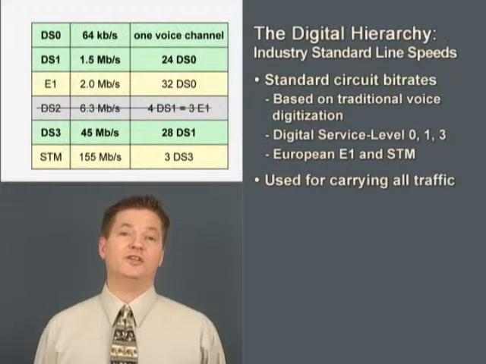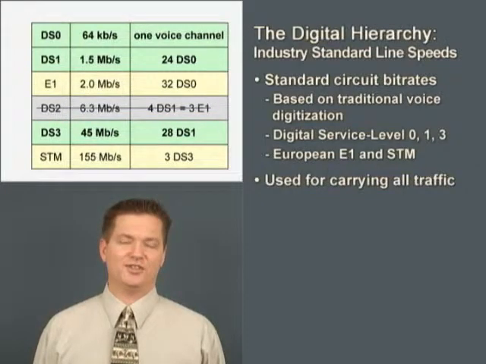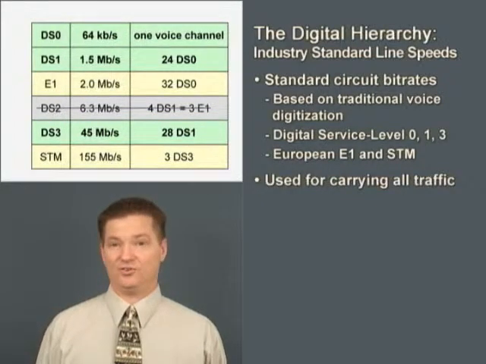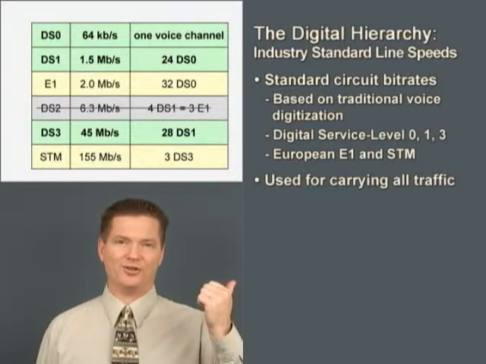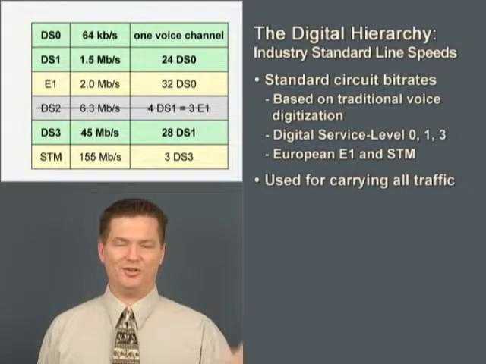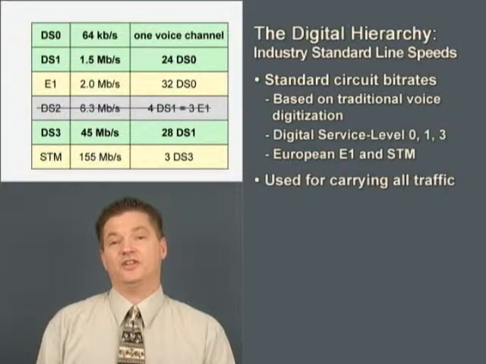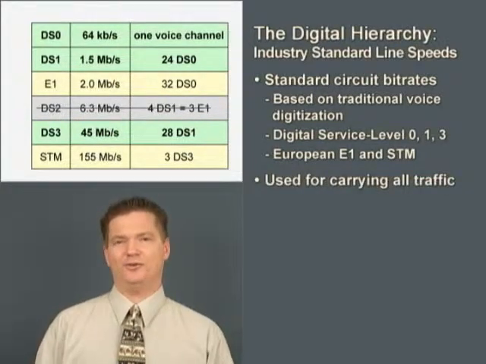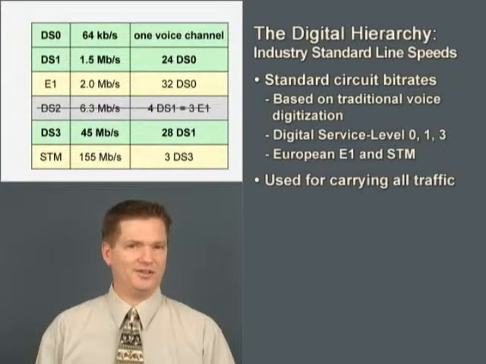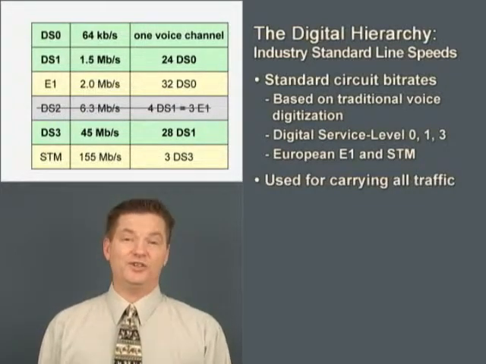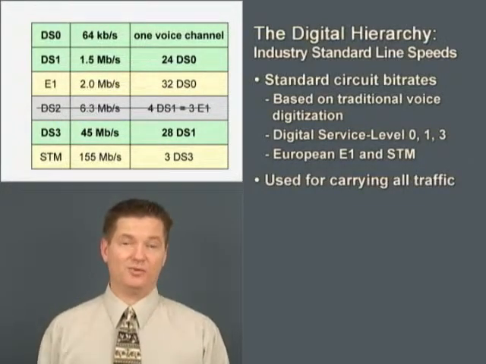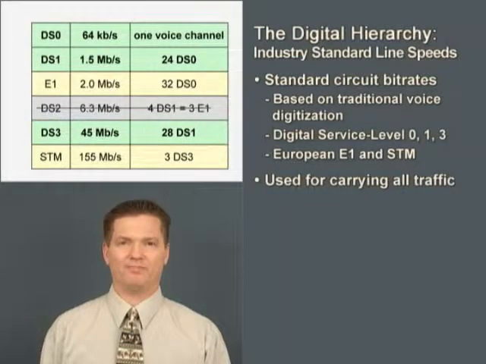The anchor point on this chart is a DS0, 64 kilobits per second. In traditional telephony, that's one phone call, one circuit, one channel, one trunk. As far as Bell Labs was concerned, the next level up would be service level number 1, a DS1, which is 1.5 million bits per second.